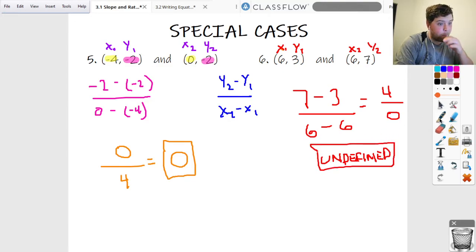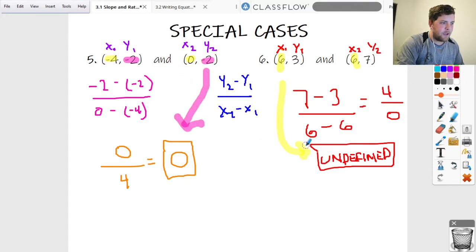If I take a look back at my x and y values, what do we notice about our x's? When my x's are exactly the same, I have an undefined slope. When my y's were the same, I would have a 0 slope. So those are the two main special cases we talk about when we're talking about slope and rate of change.